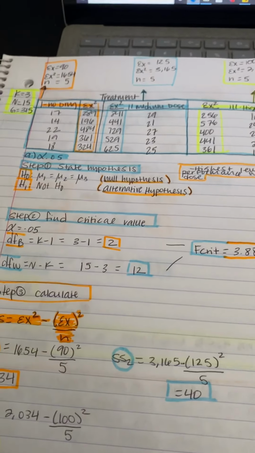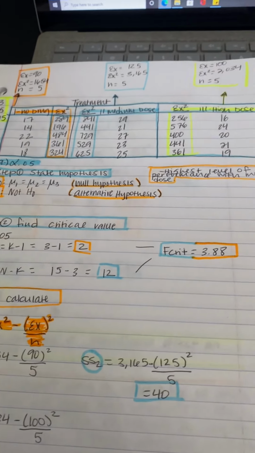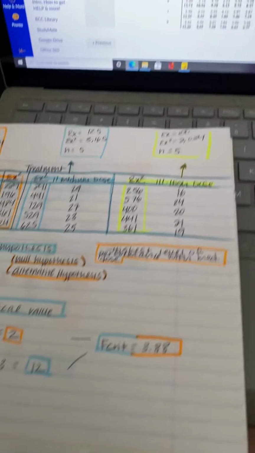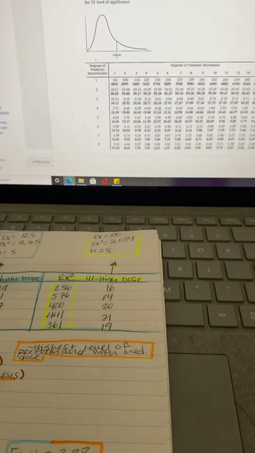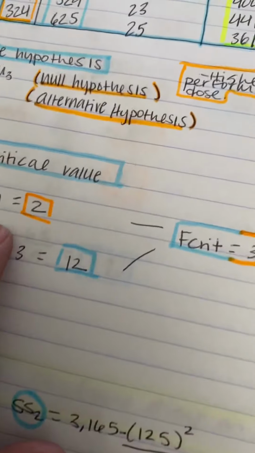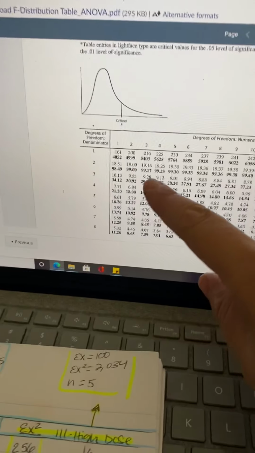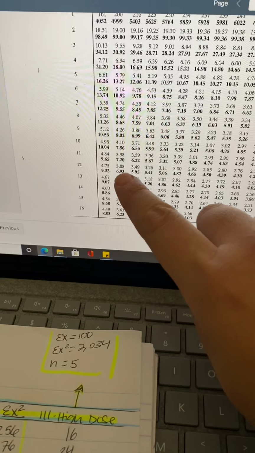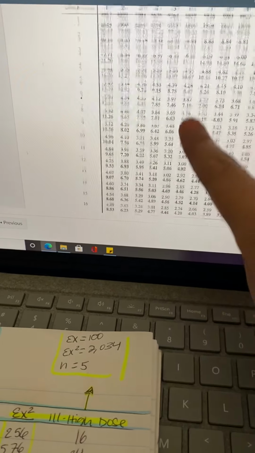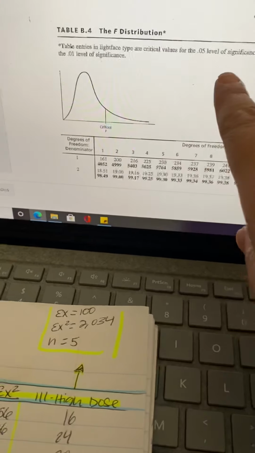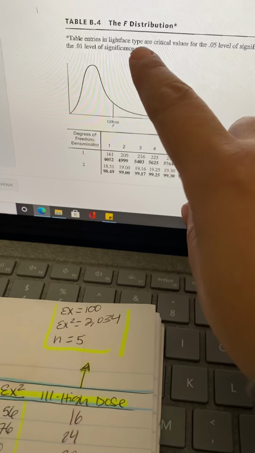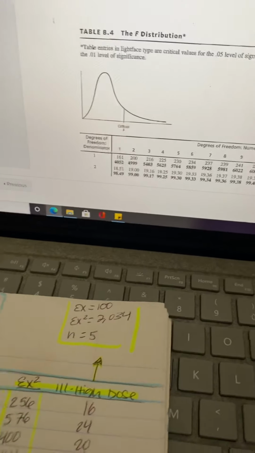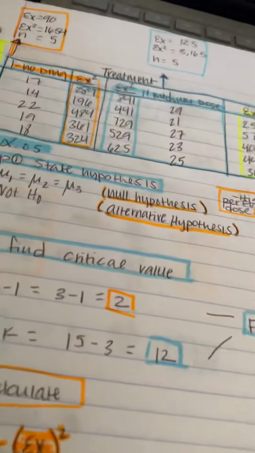We were on finding the critical value. So for the F crit, I got 3.88 because you would open up your F distribution table for ANOVA, and this is basically going to be 2 over 12. So you would go across 2 and go down and find 12, and then you get 3.88. We use the light one because we have alpha 0.05, and here it tells you to use light face type for critical values for the 0.05 level. So that is why we get 3.88.